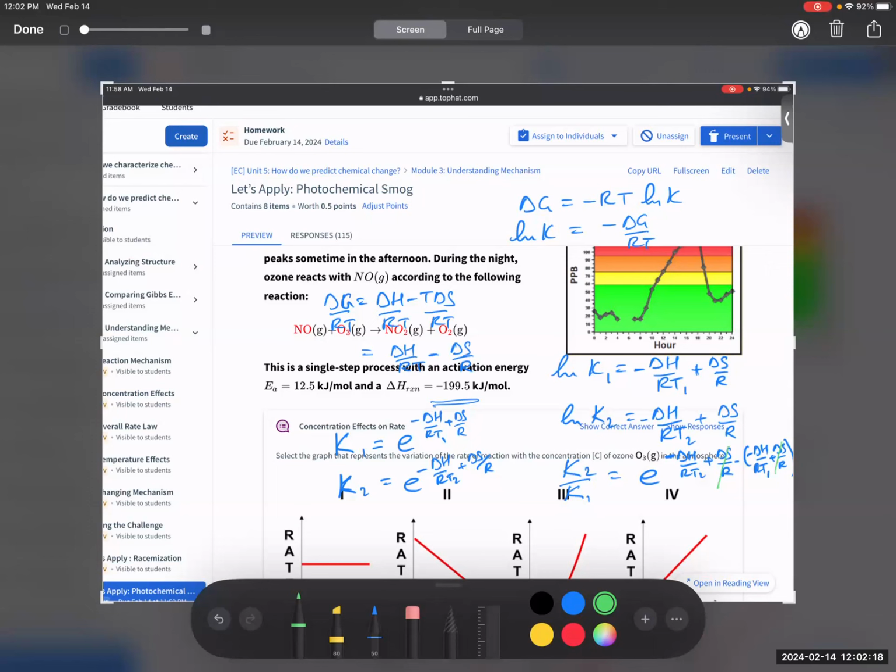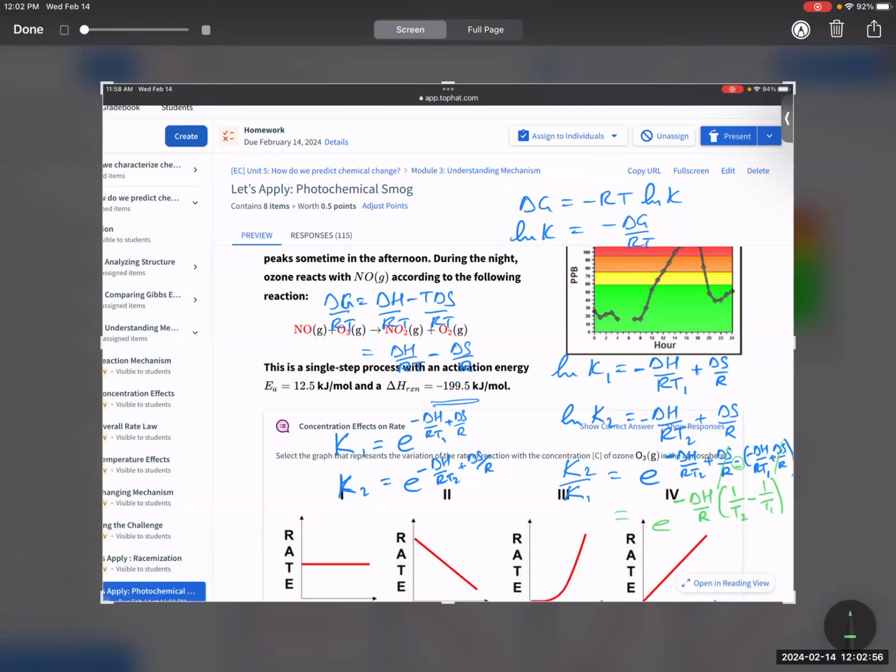And then we can rewrite this as e to the power of minus delta H over R, which I'm going to take out. If we do that, we have 1 over T2, minus, that's this minus sign over here, minus 1 over T1. Now we have everything that we need to solve this.